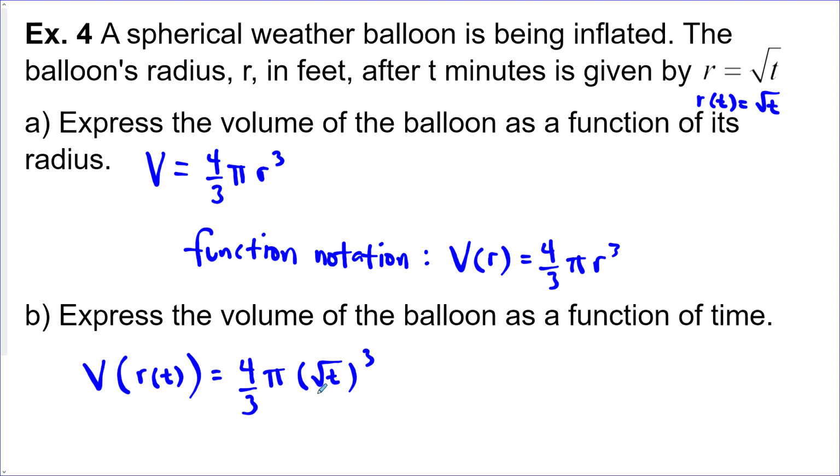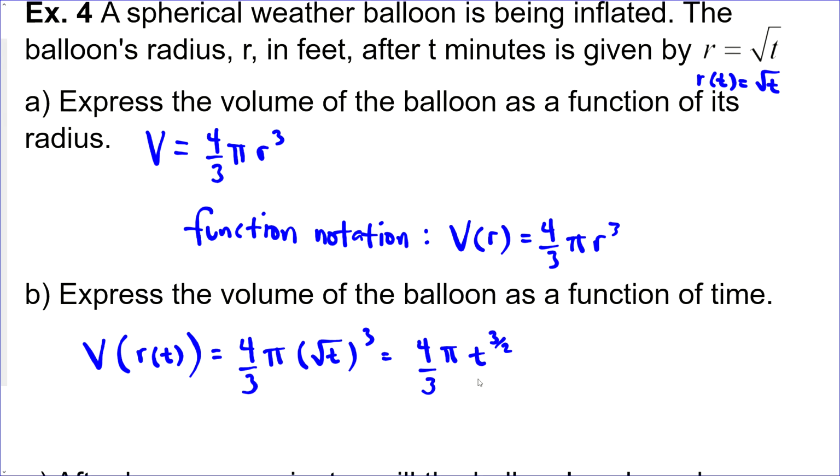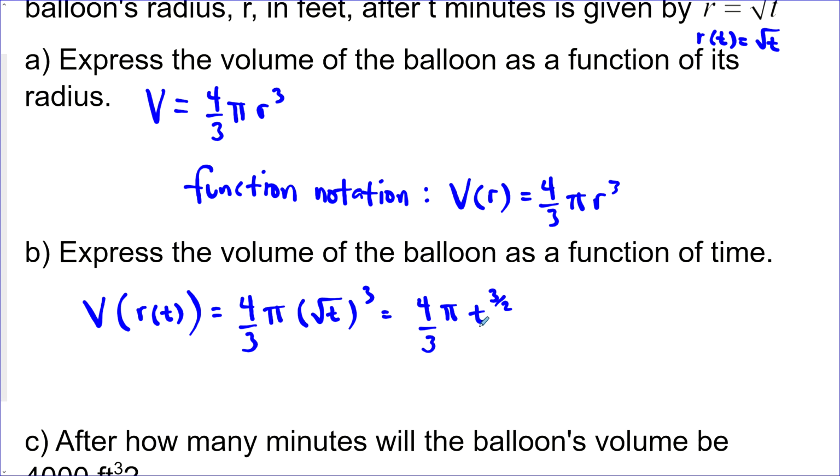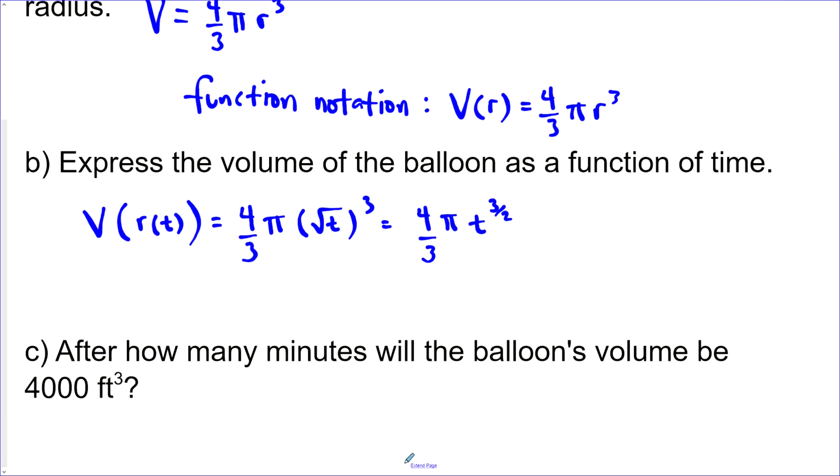And that's okay if you want to mix radical and exponent. Say we wanted it just in exponential form, then t^3 and the index of the radical becomes the denominator of the exponent. And there, we've got a volume as a function of time, which may be helpful. Maybe we want to calculate how long it will take before the volume is a certain amount. After how many minutes will the balloon's volume be 4,000 cubic feet?